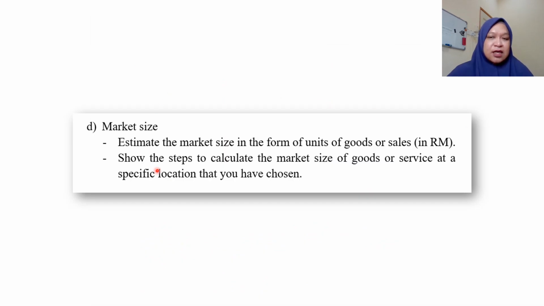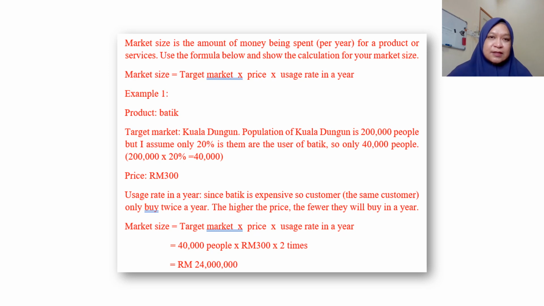Next is D. We'll do D, market size. In the market size section, you have to calculate the market size in the form of units of goods sold, and of course the result will be in ringgit Malaysia. Show the steps to calculate the market size of goods and services at your location. I want to see the step by step calculation of how you get the figure. For example, here I give you 2 examples. So this is the formula.